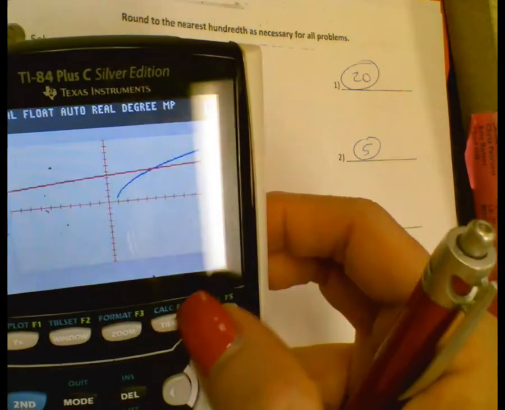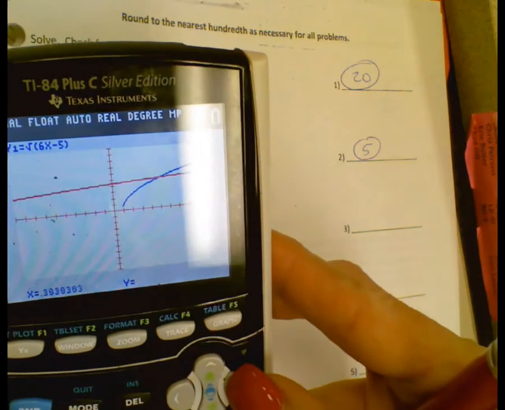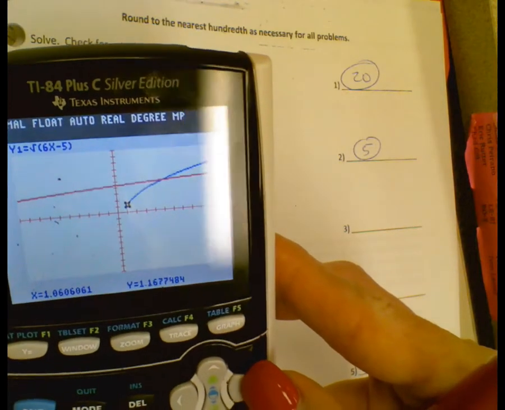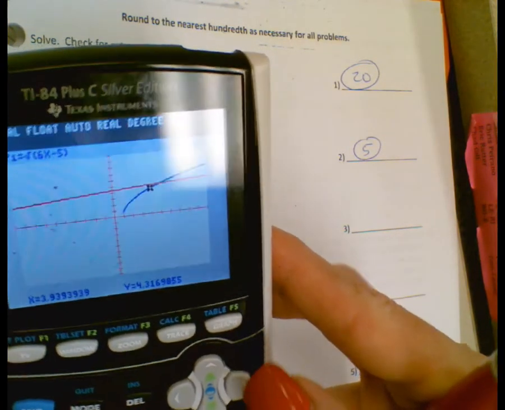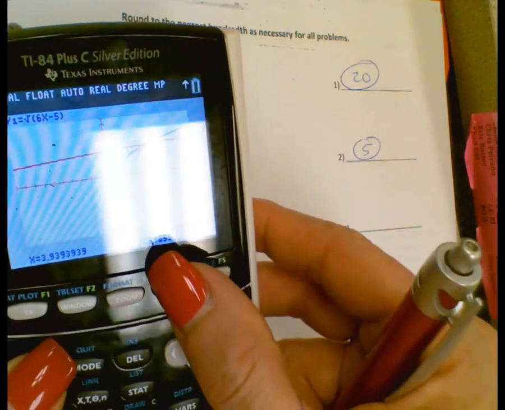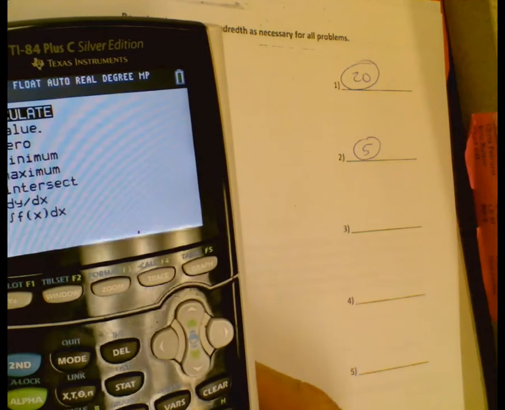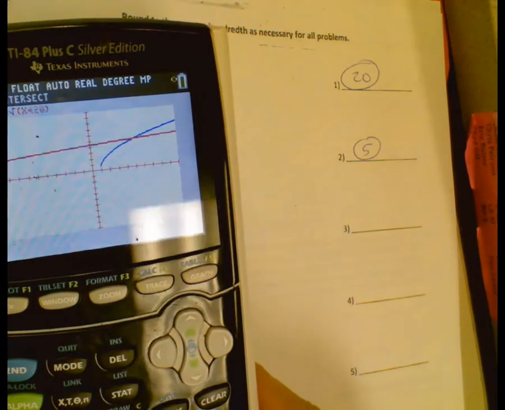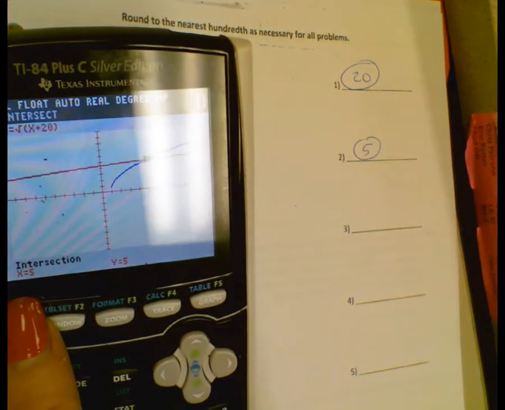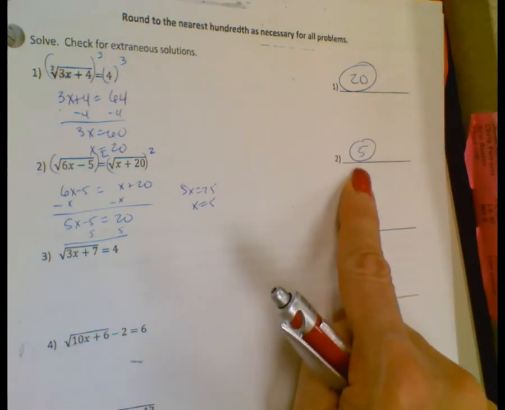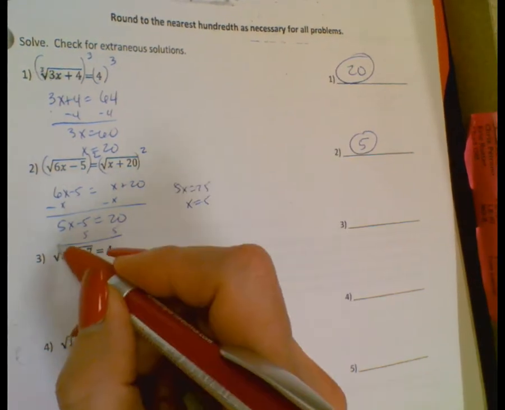So press trace, and you want to get the blinking spider on the graph, close to where they're intersecting. Once it's close, press second trace, number 5 intersect, and then press enter 3 times. It says right there that x is 5 in the left-hand corner, and that's what we have right here, x equals 5.